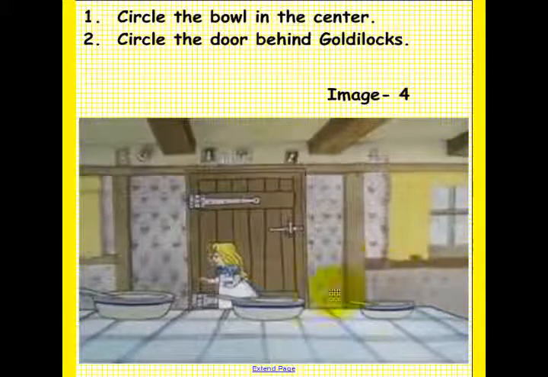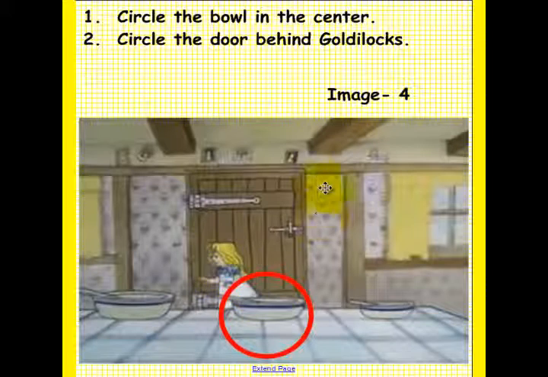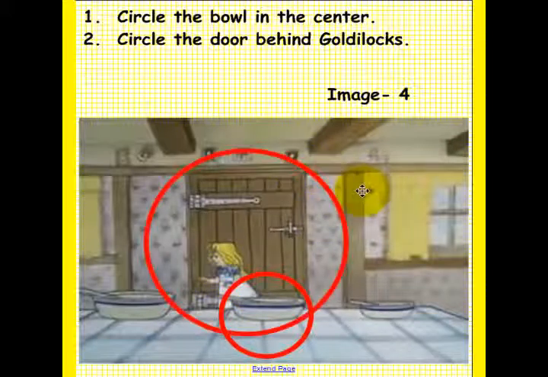Okay, you should have circled this bowl because this bowl is in the center between these two. And here's Goldilocks, and behind Goldilocks is the door. So you should have the bowl circled and the door. Okay, excellent job. Please have another student come up to the smartboard, and if you would, please erase your screen, and thank you.